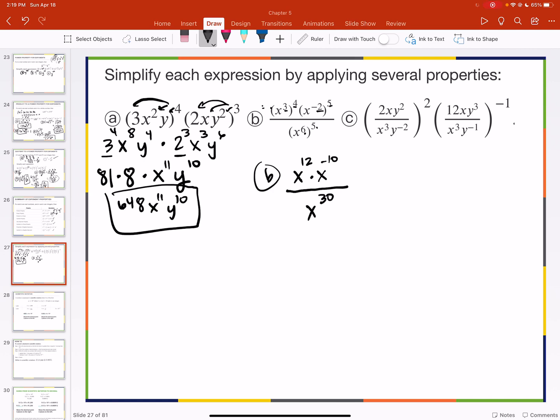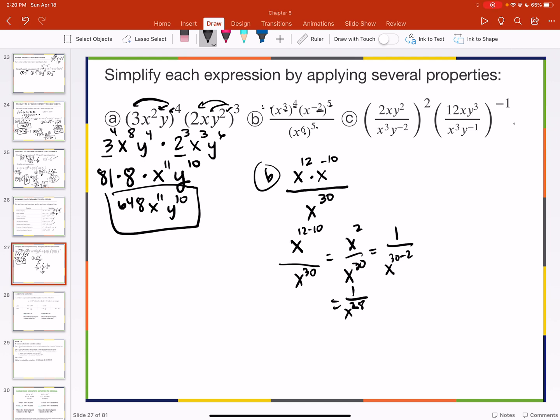On the top, let's combine this, right? We're adding because it's the same base. But 12 plus a negative is just 12 minus 10. So x to the 12 minus 10 over x to the 30th, that's just going to be x squared over x to the 30th, which is just going to be 1 over x to the 30 minus 2. So that's going to equal 1 over x to the 28th power.